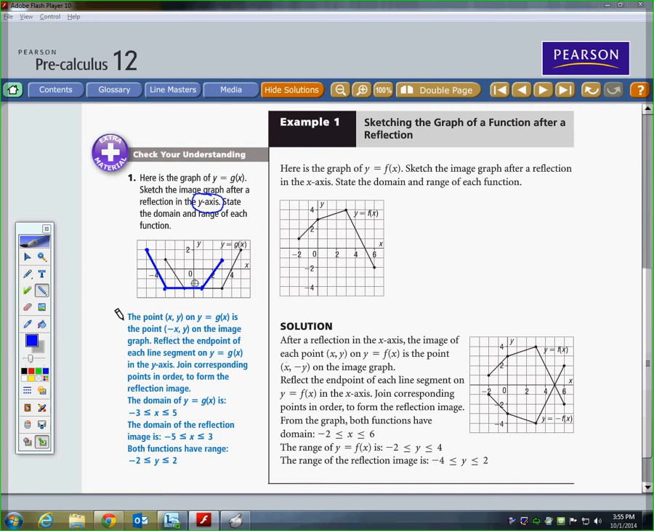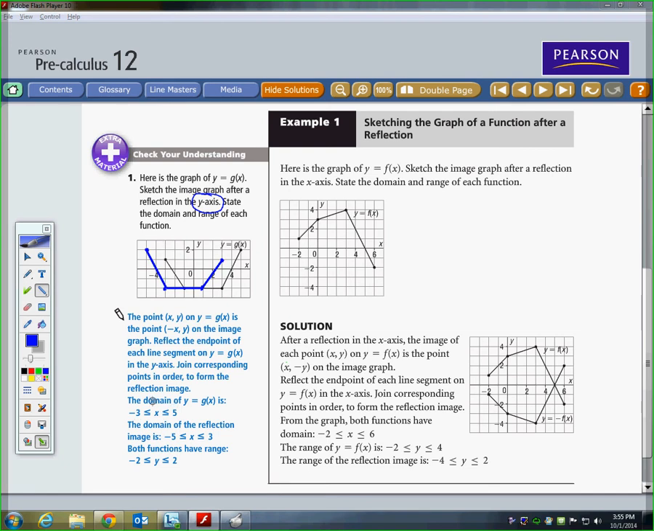So I've gone through here and, for example, this point here turned into that point. This point here turned into that point, and so on, and I connected them. Join the corresponding points in order to form the reflection image. So the domain of the original graph was -3 ≤ x ≤ 5. So that's the original.